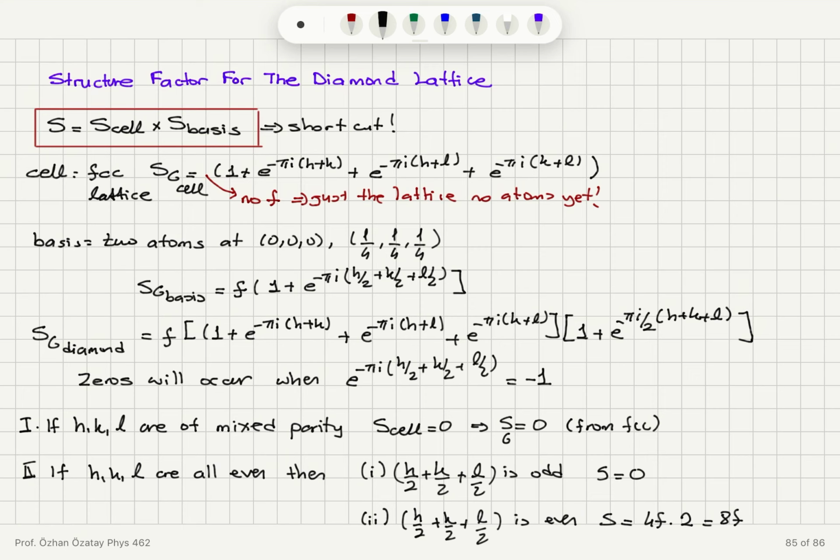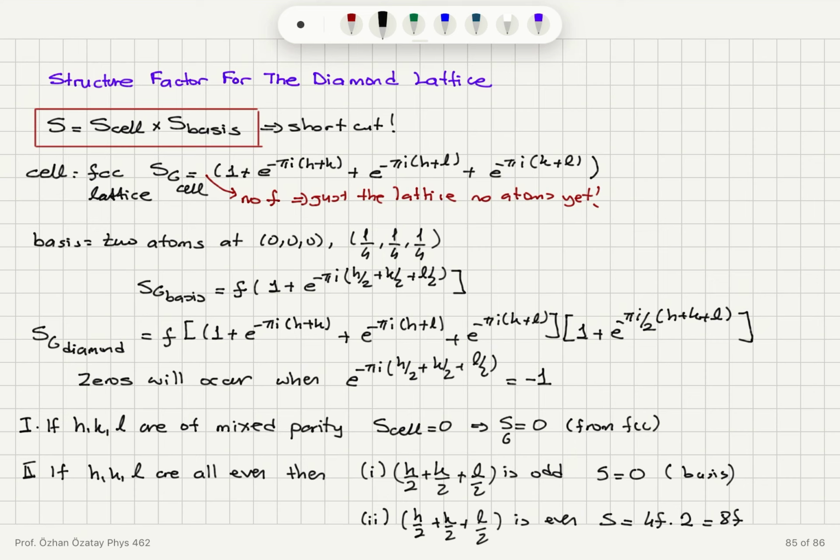If h, k, l are all even, then the face-centered cubic lattice will not give us a 0. So we can look at the situation h over 2 plus k over 2 plus l over 2. If this summation is odd, then you will have in the basis a cosine pi or cosine 3 pi or cosine 5 pi, etc. 1 minus 1 will give us 0. That is coming from the basis. The basis gave us the 0.